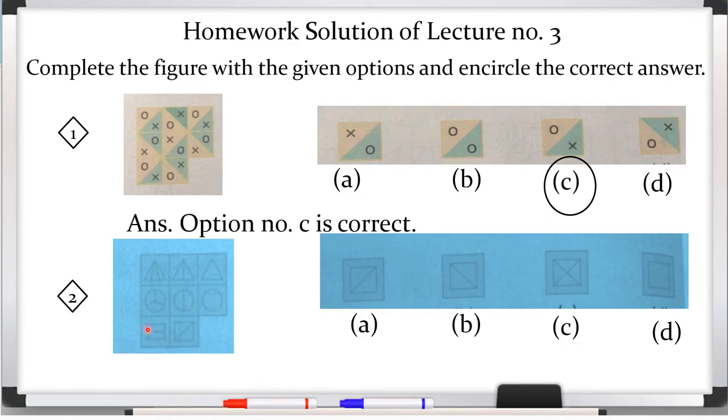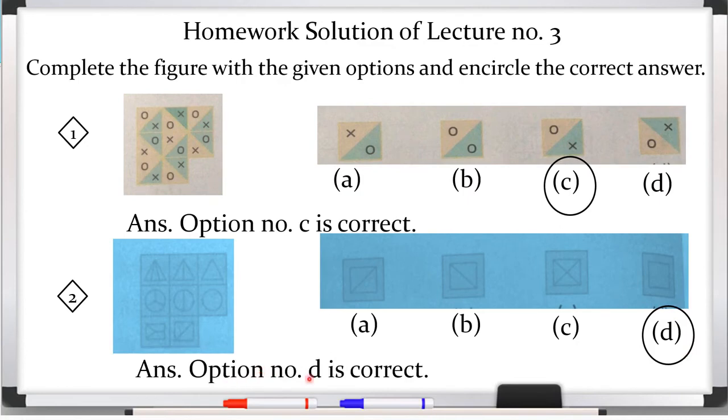So here again you can see these 3 parts are there of the square, then 2 parts of the square, then we have to put a complete square here. First of all we will find out in which option a complete square is given, and it is in option number D. So we will circle this option number D, and here we will write the answer that option number D is correct, okay.